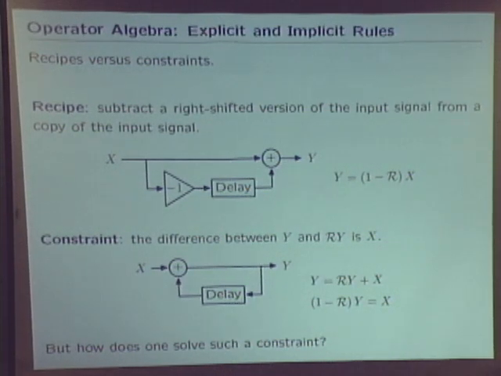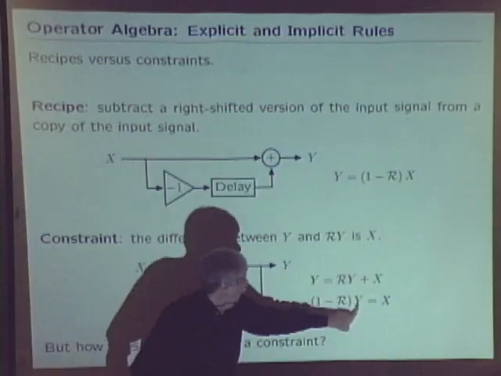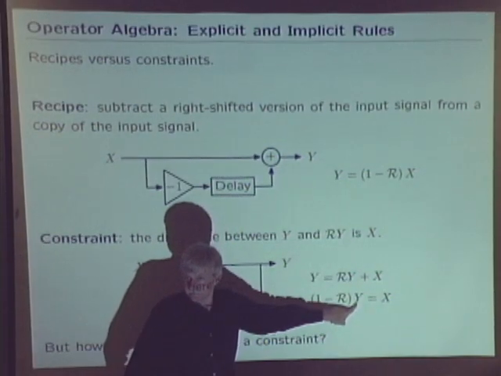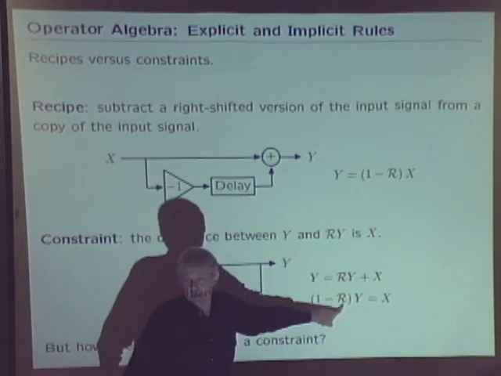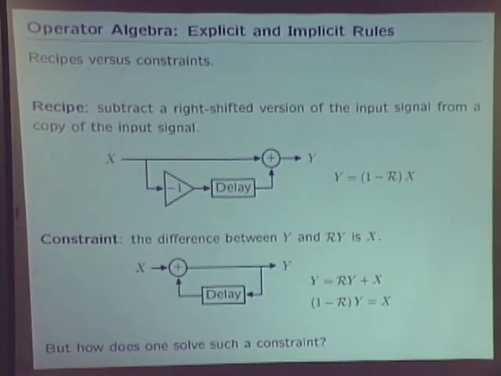That's a recipe for finding the input from the output. That's not what we want to do. So there's a recipe here that says start with the output, shift it to the right, subtract that from the original, and that'll tell you the input. But I don't know the output. I know the input.